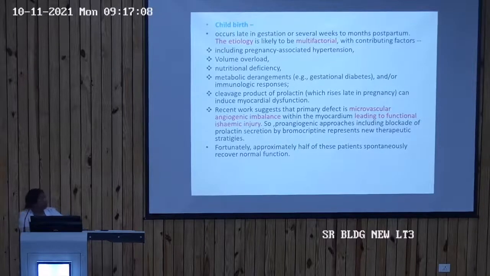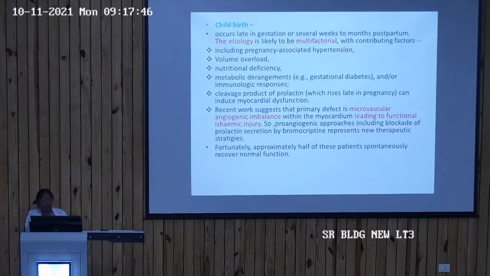Then it is also known as the side effect of childbirth. In this, the etiology is multifactorial. This is associated with pregnancy-associated hypertension, volume overload, nutritional deficiency, metabolic derangement, especially in ladies who develop gestational diabetes, and if cleavage products of prolactin, which are usually raised in late stages of pregnancy, rise disproportionately, they may cause dilated cardiomyopathy.